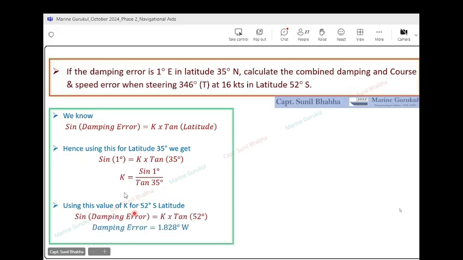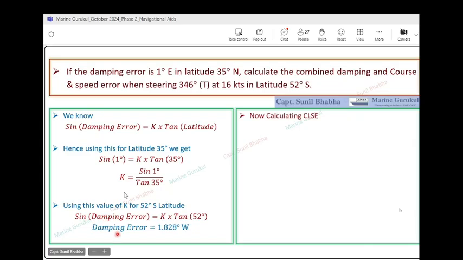Now using this value of K for 52 degrees south latitude. This is the latitude where we need to find our answer, the combined damping error and the CLSE. So first of all, we will get the damping error for this latitude, 52 degrees south. Using the formula once again, sine of damping error is equal to K tan 52. Value of K is known to us now. So multiplying it with tan of 52 and taking a sine inverse will give us the damping error as 1.828 degrees.